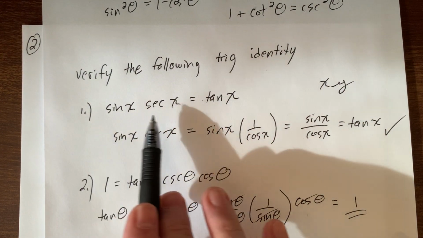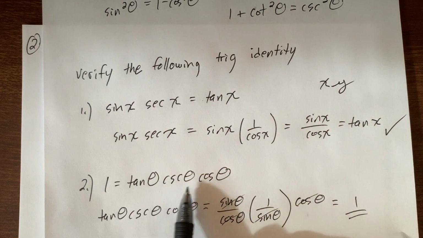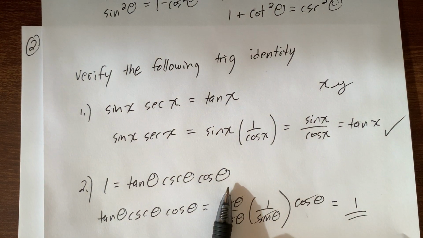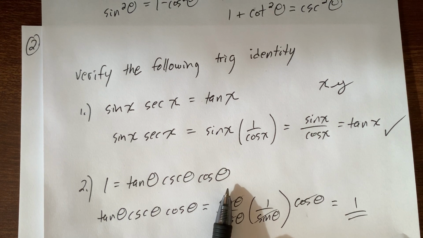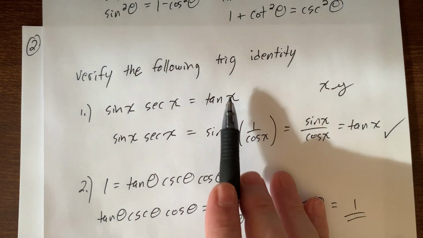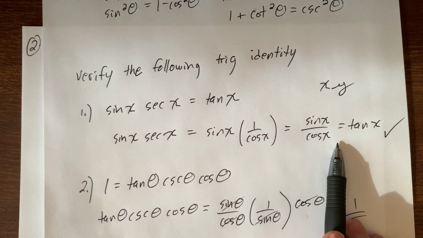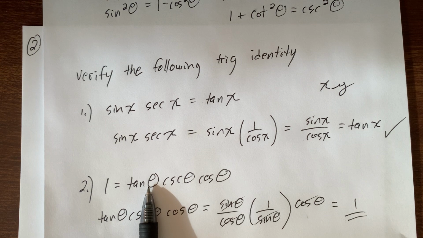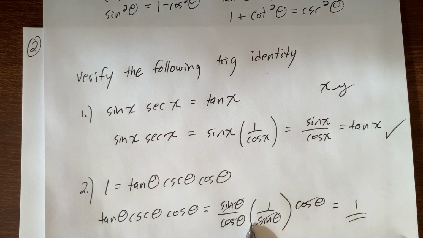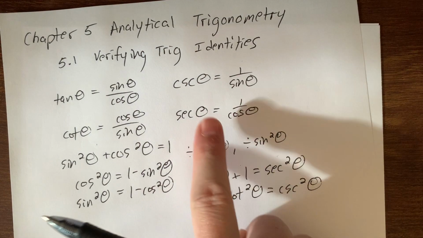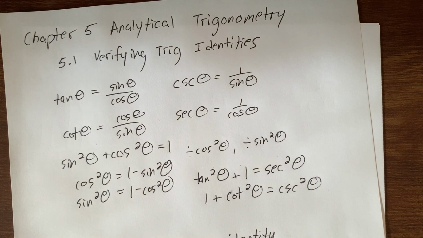In problem number 1, the angles were x's. In problem number 2, the angles were thetas. That made no difference at all in the problem. I hope you realize that when we rewrite things, when this was tan x, that came from sine x over cosine x. Well, here when it was tan theta, we had sine theta over cosine theta. The relationships don't change based on the actual variable that we're using.